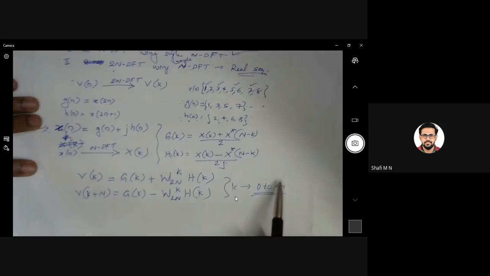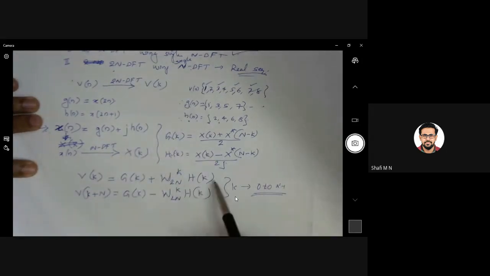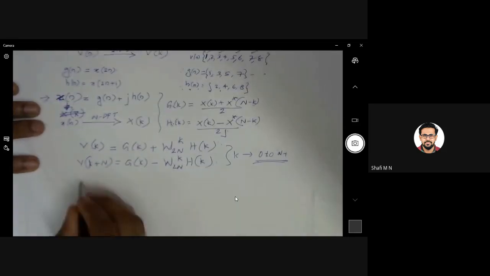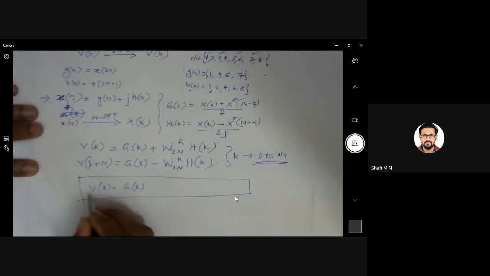Actually what is the length? It is 2N minus 1. 0 to N minus 1 is enough. Parallelly you are getting 2 terms. So this will be the final answer. This can also be written in another format. V of k is equal to G of k. No need to do this. I'm just giving you an information.